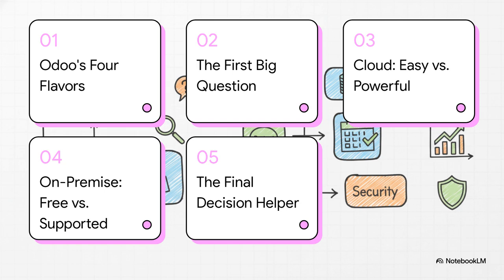Here's how we're going to tackle this. First, we'll get to know the 4 flavors of Odoo. Then we'll hit you with the one big question that'll narrow things down instantly. From there, we'll look at the 2 paths you can take and wrap it all up with a handy little cheat sheet. Sound good? Let's go.